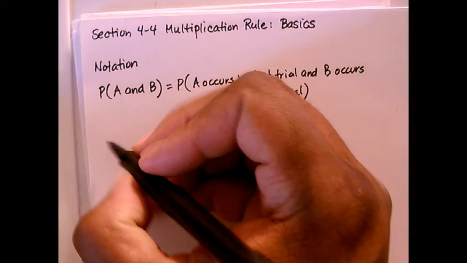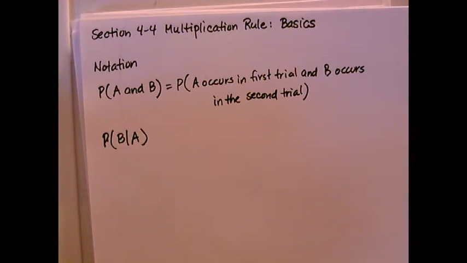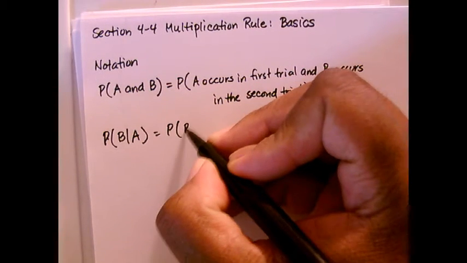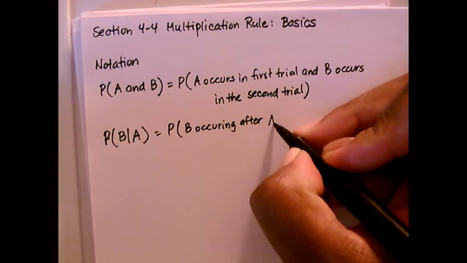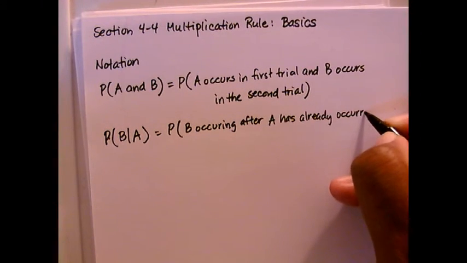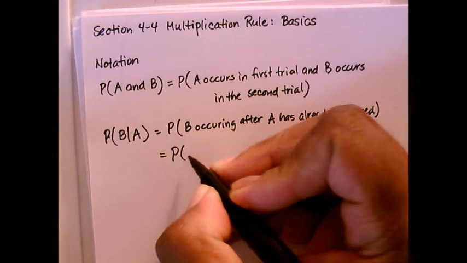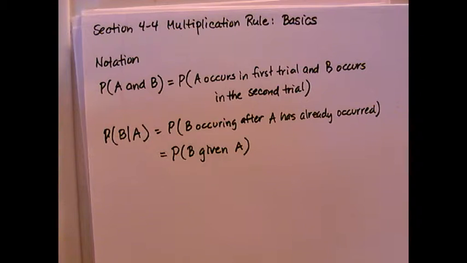Now, another notation would be this. You have the probability of B, then you have the bar next to it, and then A. Now, this notation means this. That's the probability of B occurring after A has already occurred. Okay, now, another way that we can interpret that would be this. The probability of event B given A. That means the probability of event B occurring given the fact that A has already occurred.